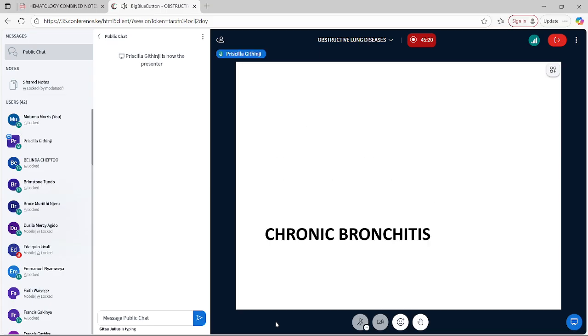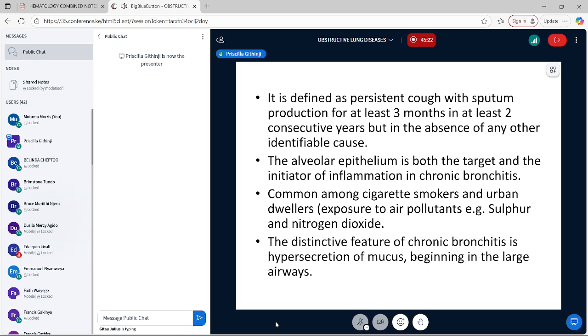So let's look at chronic bronchitis. And we said that emphysema is defined based on morphology, while chronic bronchitis is based on the clinical symptoms. So therefore, chronic bronchitis is defined as persistent cough with sputum production for at least 3 months, in at least 2 consecutive years, but in the absence of any other identifiable cause.